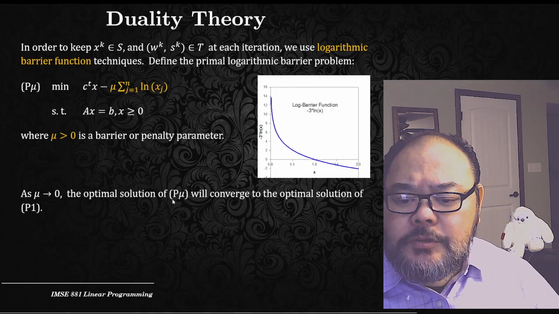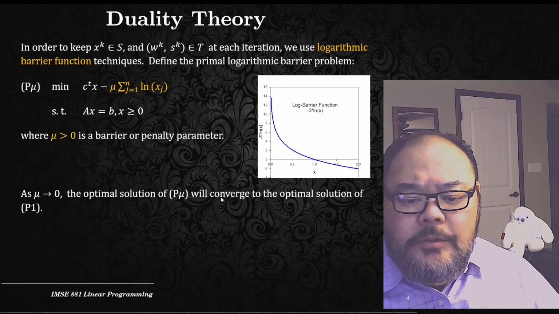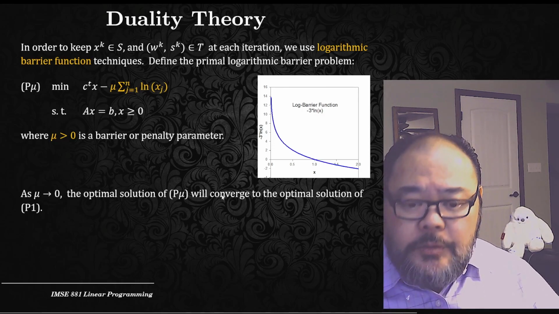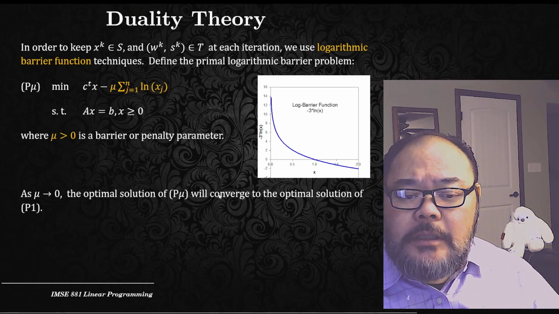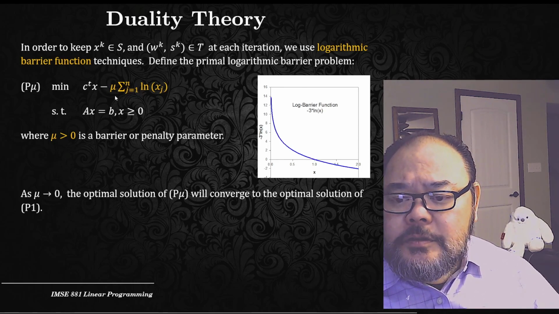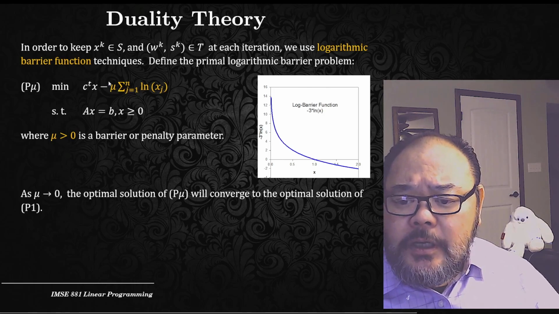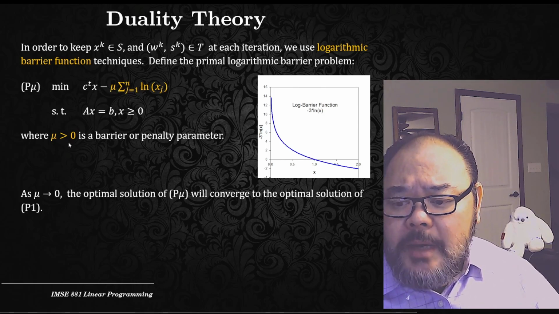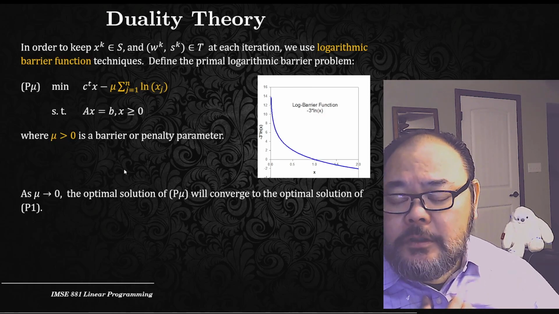Then the optimal solution of P mu will converge to the optimal solution of P1. So this is the idea: systematically, we reduce mu from a positive number all the way to 0, or very close to 0.